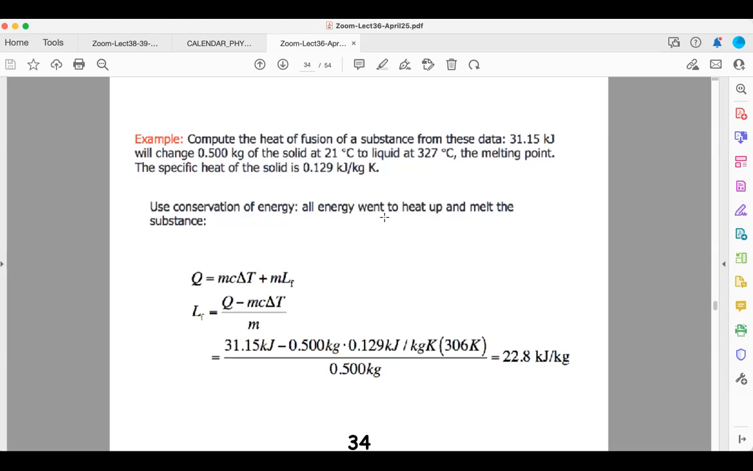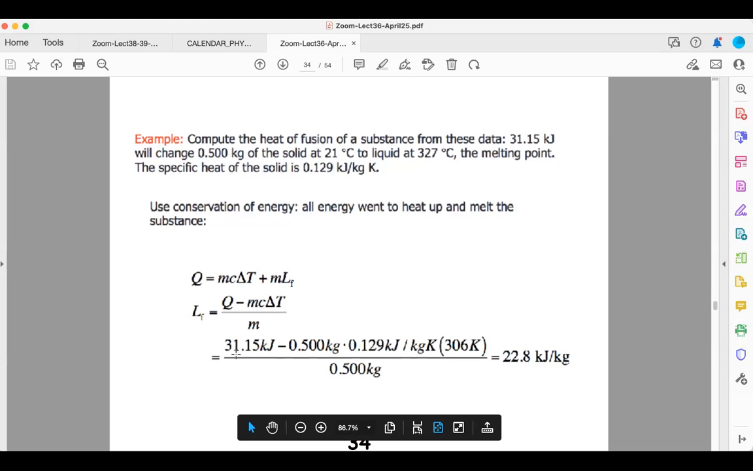Okay, this time we have Kelvin. So here we can use the conservation of energy. All the energy went to heat up and melt the substance. So all the heat, Q, is mc delta T plus mLF. I'm looking for the heat of fusion of the substance. LF is what I'm looking for. So this is equal to Q minus mc delta T, divided by m.